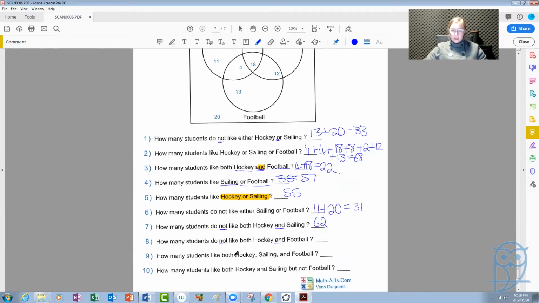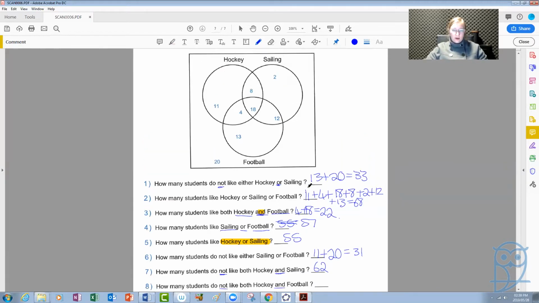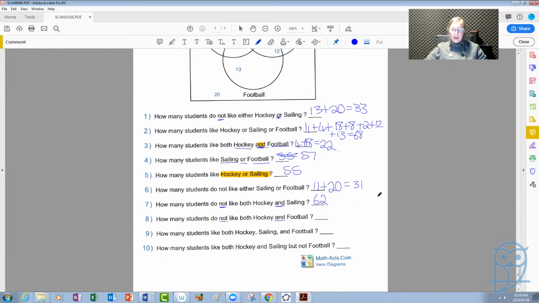Our last question here is, how many students like hockey, sailing, and football? So this is a big intersection. This is just everyone that likes all of the above. So if we look at that, that'll be just this bit here. So that'll be 18 students.